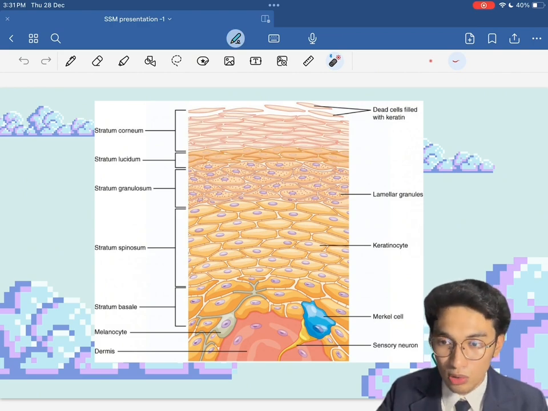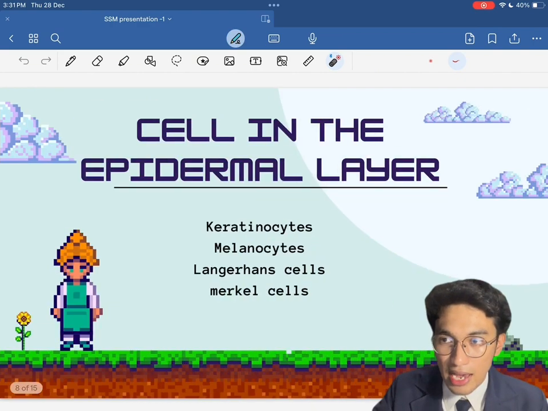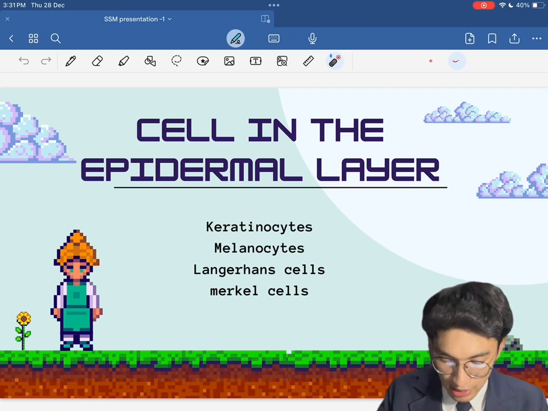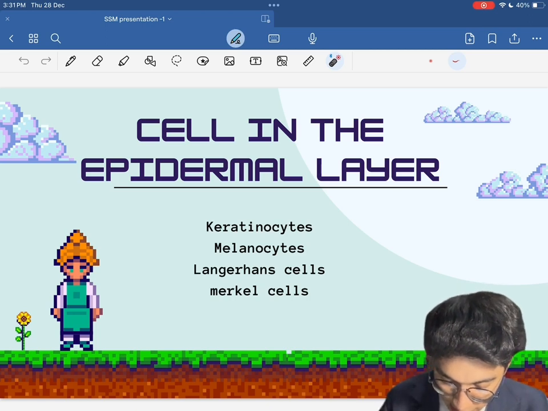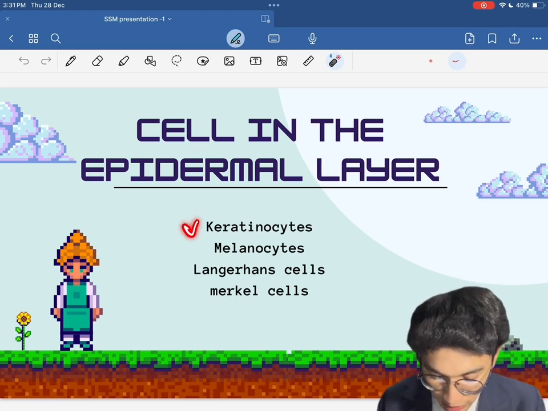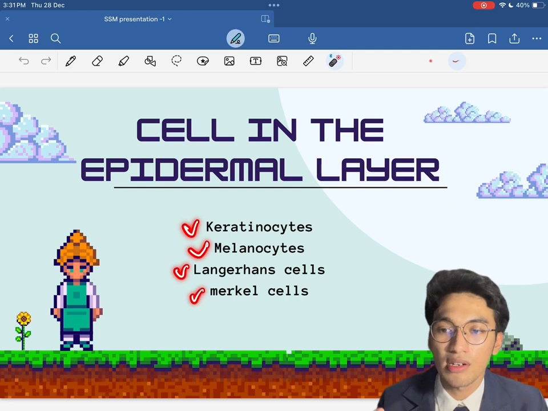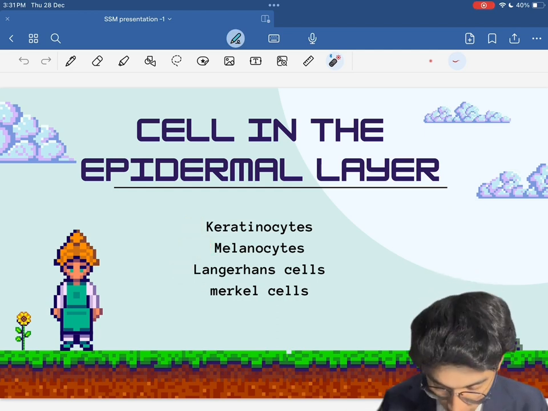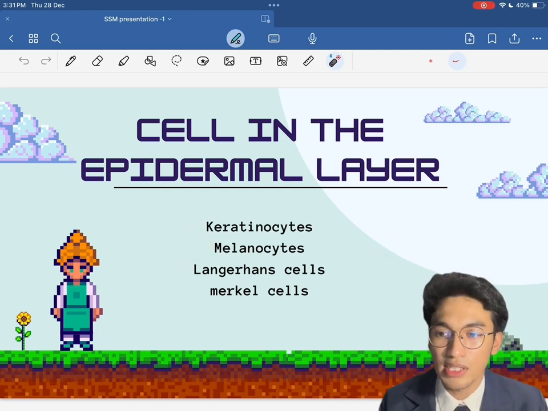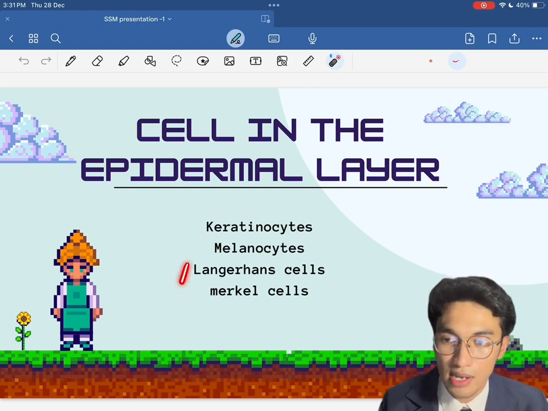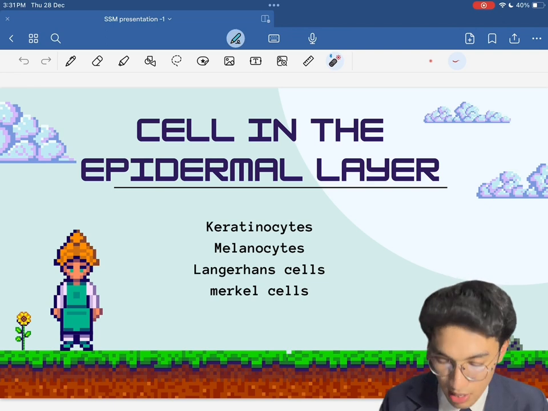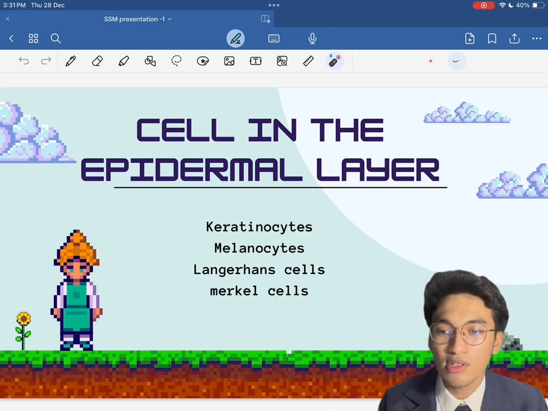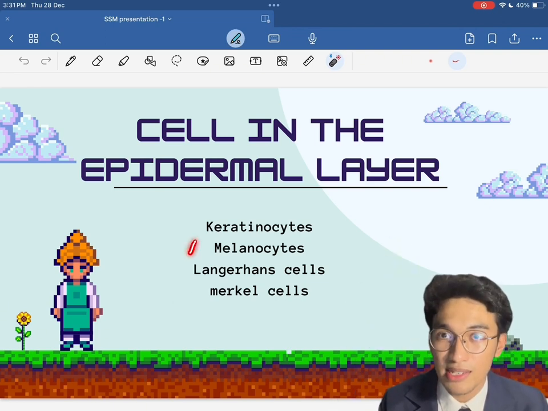Okay, we go to the cells in the epidermal layer. In the epidermal layer, we have four cell types: keratinocyte, melanocyte, Langerhans cell, and Merkel cell. Keratinocyte is the structural cell filled with keratin. The Langerhans cell is the antigen-presenting immune cell. Next is the Merkel cell, and the last one is the melanocyte, the melanin-producing cell.